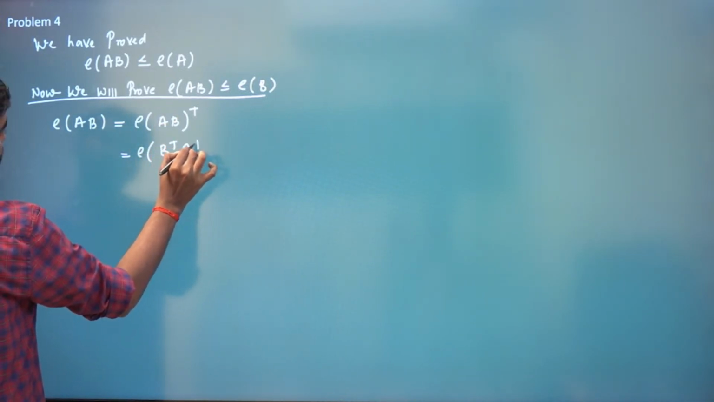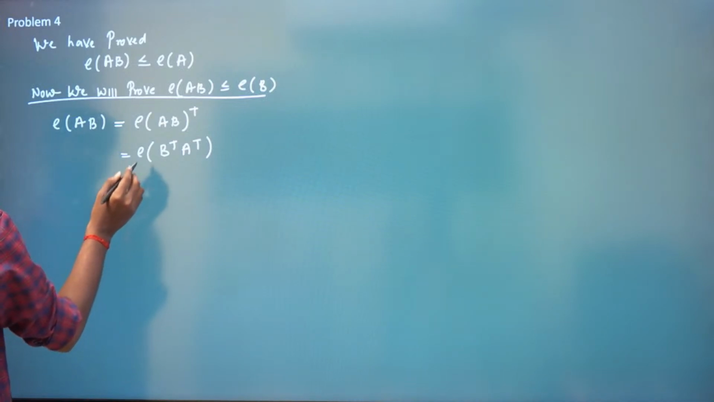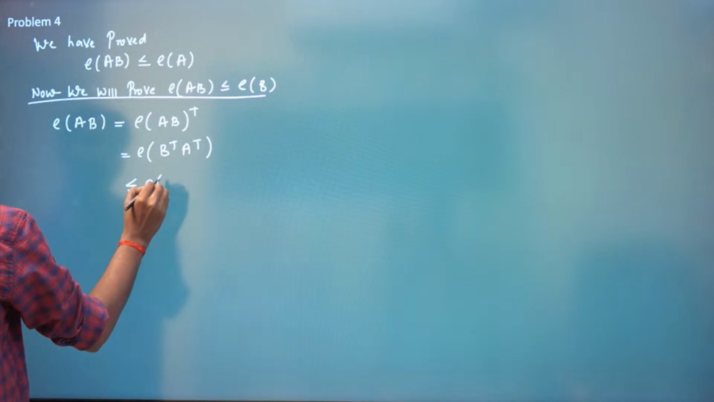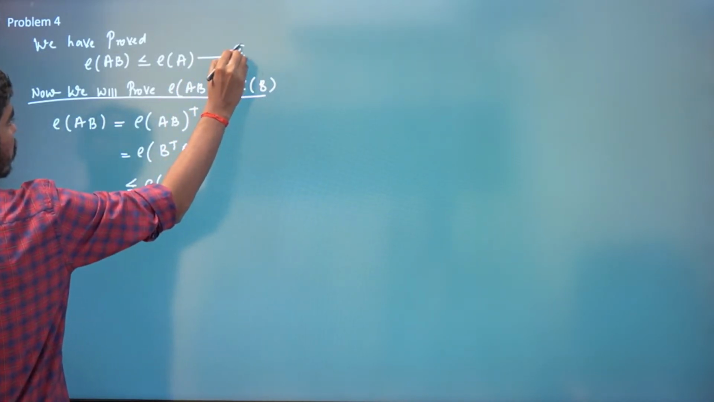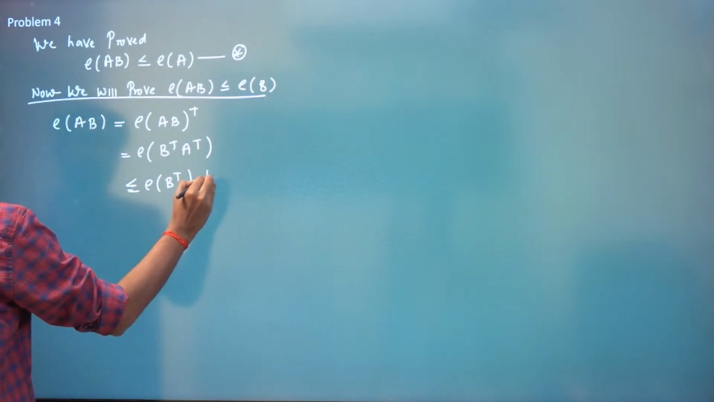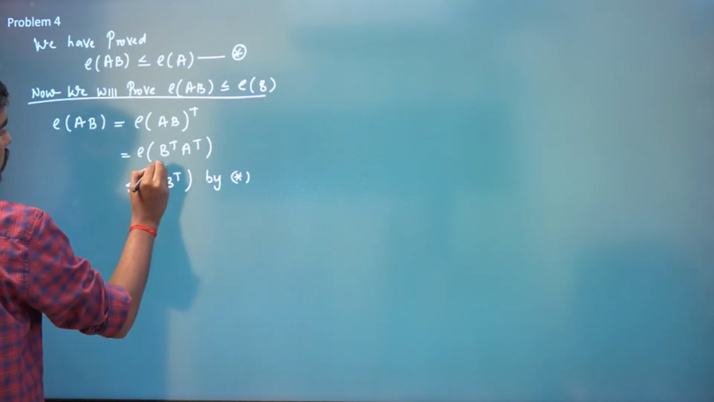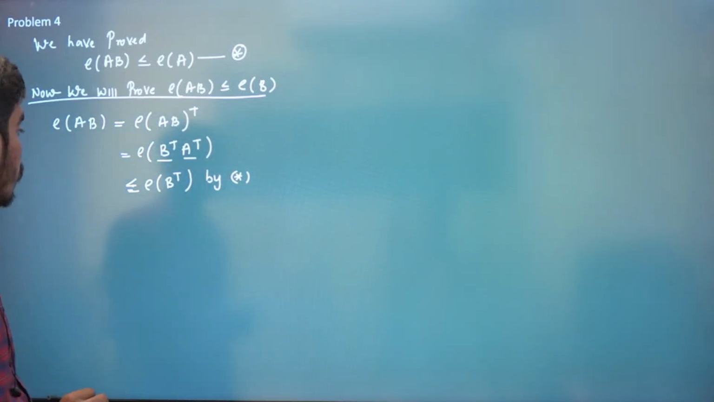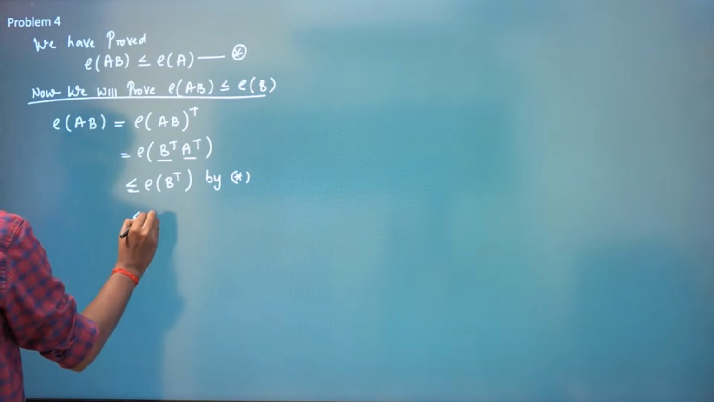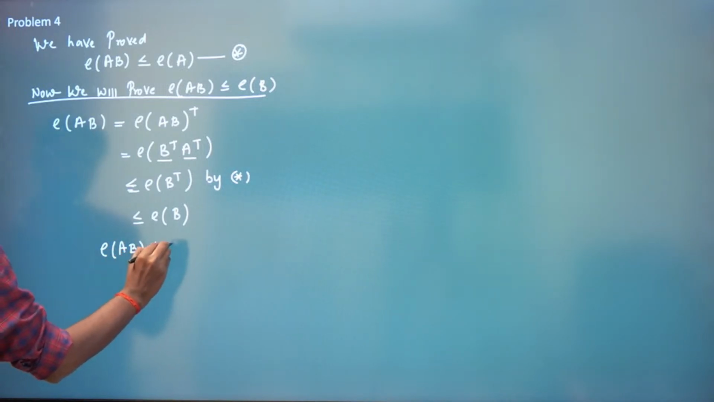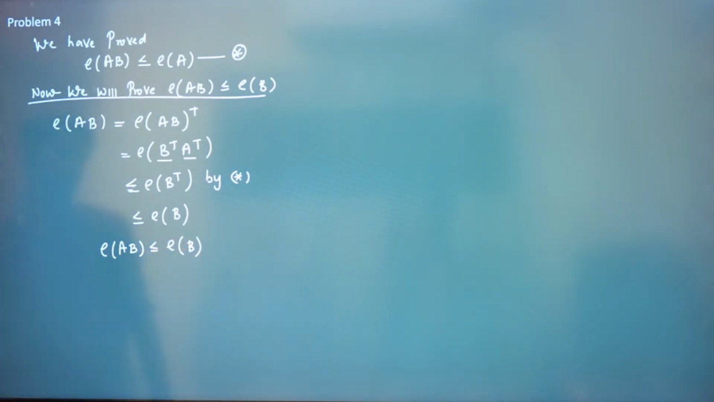rank of B transpose A transpose. Now we already proved that rank of AB is always less than or equal to rank of A. Let us call this star. By star, this is always less than or equal to rank of B transpose. Now we know that rank of B transpose is the same as rank of B. So we have the second part: rank of AB is always less than or equal to rank of B.